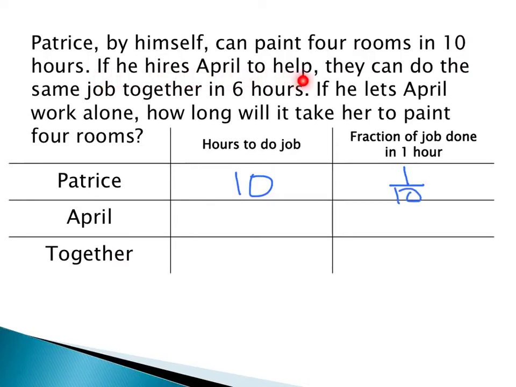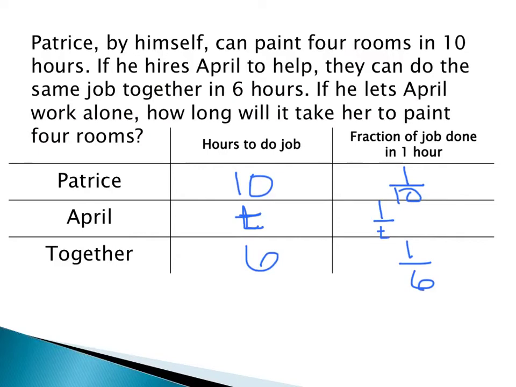So now let's take a look. If he hires April to help, they can do the same job together in 6 hours. So together, they can do the job in 6 hours, or every hour they get 1/6 done. Now, how fast can April do the job? Well, it doesn't tell you that, and that's actually what it's asking you to find out. If he lets April work alone, how long will it take her to paint 4 rooms, or complete the job? So we call April's time T, and every hour she can get 1 over T of the job done.